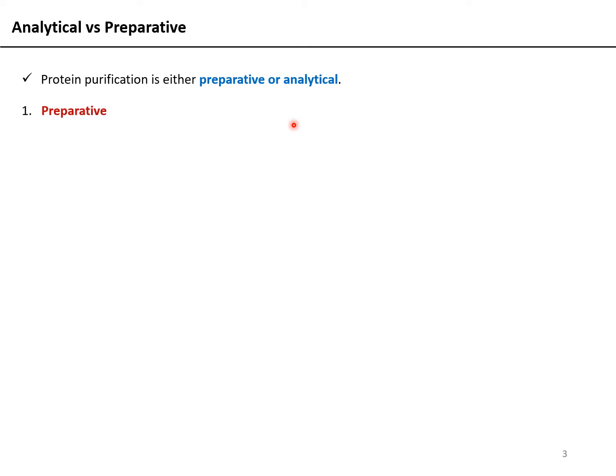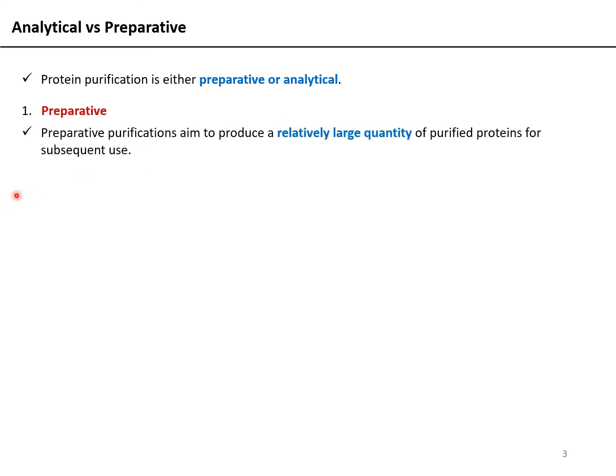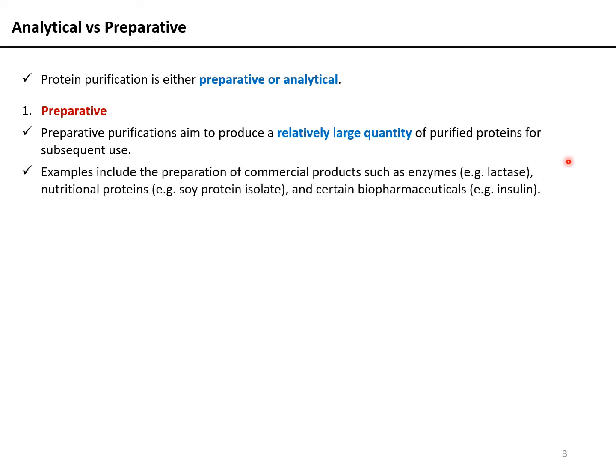So, what is preparative grade purification? Preparative purifications aim to produce a relatively large quantity of purified proteins for subsequent use. Examples include the preparation of commercial products like enzymes, for instance lactase, nutritional proteins, and certain biopharmaceuticals like insulin. So yes, protein purification has applications in the production of biopharmaceutical compounds as well, a very common example of which is insulin.